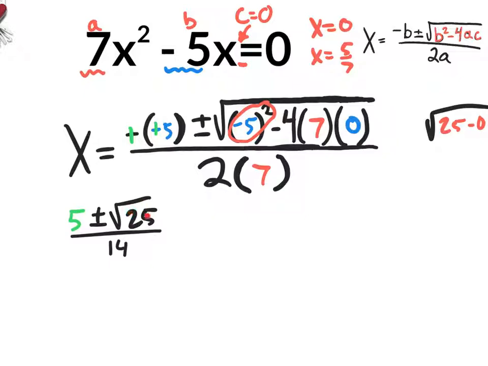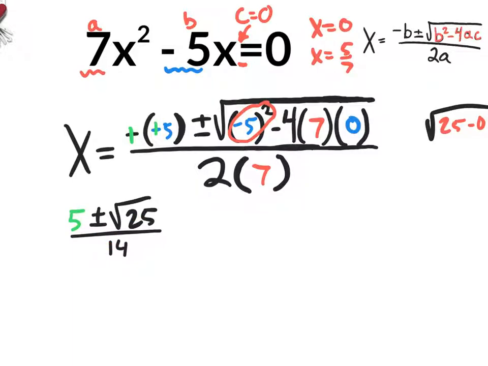If this would have been a negative 25, I'd have no real answers because I'd get imaginary answers. If this discriminant would have been 0, then I'd only have 1 answer, which would be the answer 5/14. Right? If this would have been 0, the square root of 0 is 0. And it doesn't matter if you add 5 with 0 or 5 minus 0, you still get 5/14. So you'd only get 1 answer if your discriminant was 0.